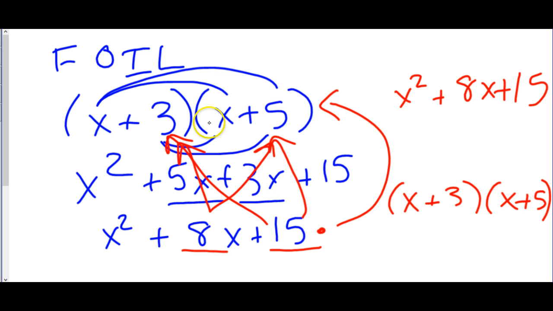So 15, to make it into a 3 and a 5, that would be multiplication. We have to do 3 times 5 is 15. 8, using the original numbers, would be plus 3 plus 5 is 8. And that's the same pattern every time. It's always got to multiply to be the last number and add to be the middle.